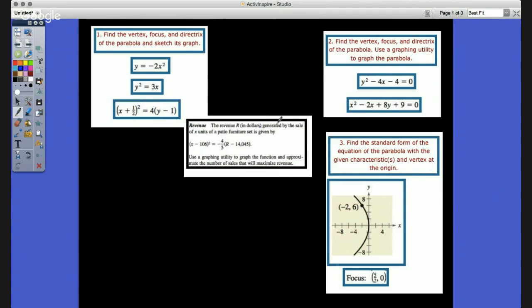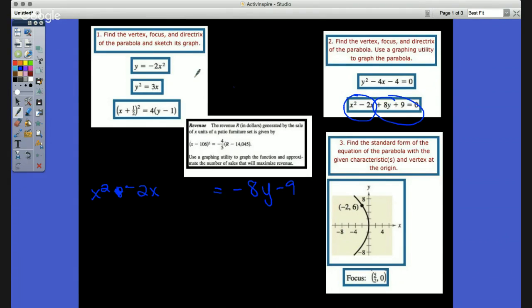Number 2 is a good one too. Because the x is being squared, let's put all the x's on one side. So that's where we'll have x squared minus 2x, my apology. And let's put everything else on the other side. So let's subtract both of those to get negative 8y minus 9.